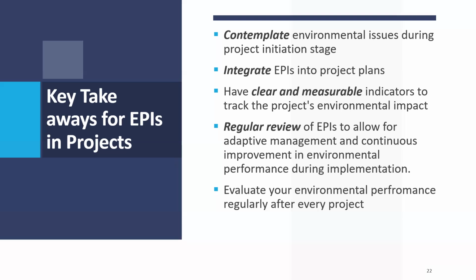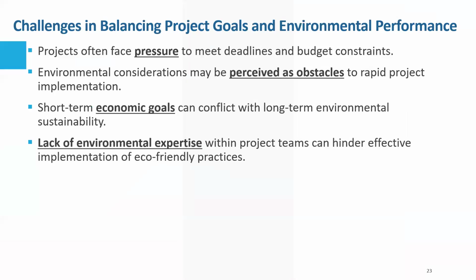So you need to think about these things, because very soon, if your project is not sustainable, you may not have contracts from certain groups of clients, and then gradually your fortunes will dwindle. How do we integrate EPI into project plans? And how do we have clear and measurable indicators to track the project's environmental impact? So we'll be looking at environmental impact assessment, and we need to have regular review and evaluate our performance year on year. Now there's ESG reporting standards that are required by some organizations. We'll be looking at all those things.